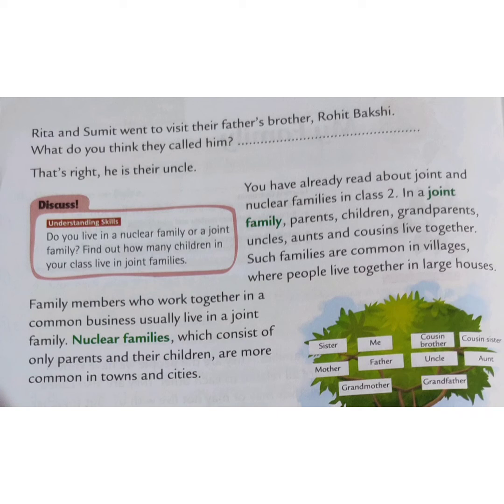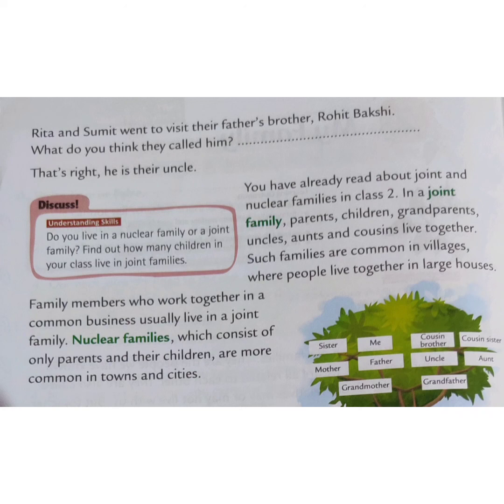We used to see joint families in villages, where people live together in a large house. Because in a joint family there are a large number of people, so definitely they need a large house to stay. Family members who work together in a common business usually live in a joint family. And nuclear families, which consist of only parents and their children, are more common in towns and cities. Nuclear family means the small family where only father, mother and their children live together. Most nuclear families you can see in the towns and cities.